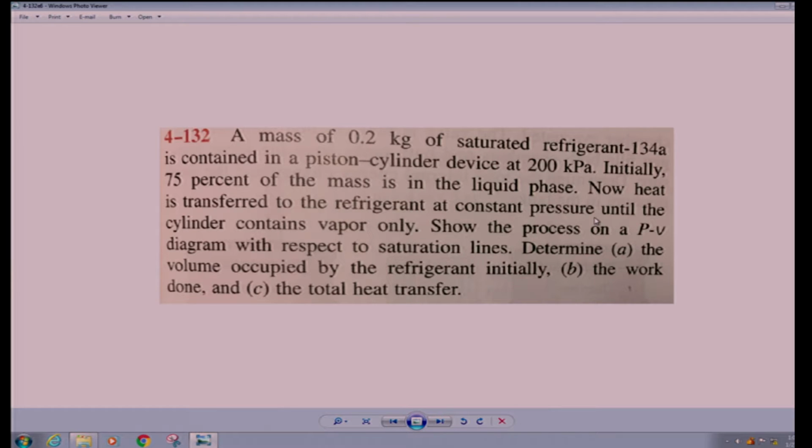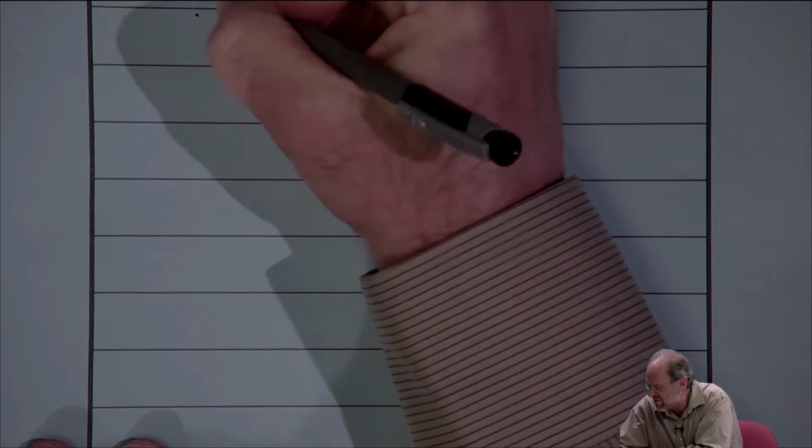All right. Now I will note that the author could have just simply said that this was a frictionless vertical piston cylinder device, which automatically means that it's a constant pressure process. Instead, the author gave you the initial pressure and then said that heat transfer occurs at constant pressure. So either way, it's a constant pressure process. Anyway, show this process on the PV diagram, determine the volume occupied by the refrigerant at the initial state, the work done, and the total heat transfer. All right, so that is this problem. So for 132, edition 6.